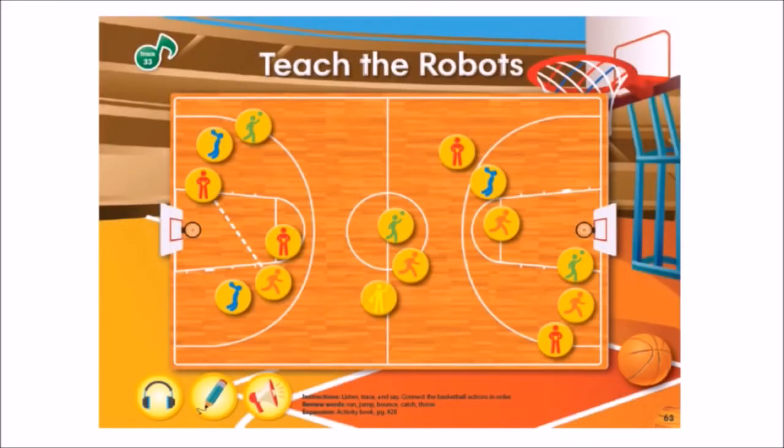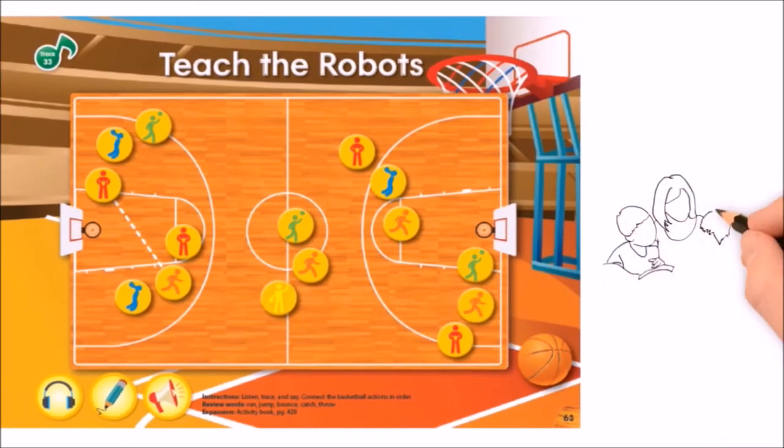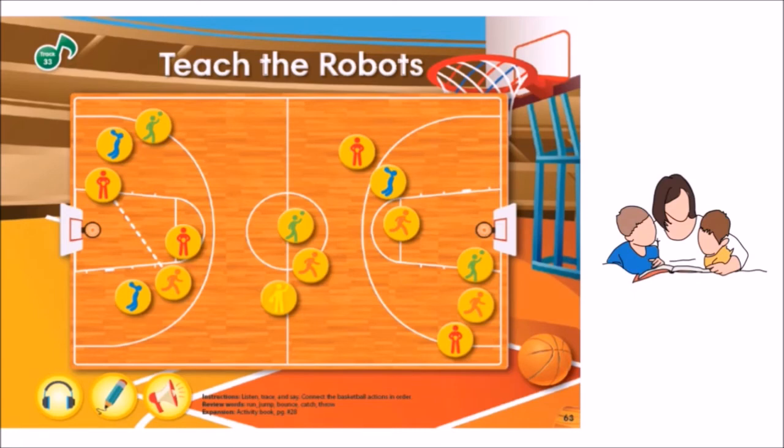For page 63, review the target words by playing the chant from the previous page. Also, make sure that you're discussing the plot of the story. It's a big element of Treehouse that the students are continuously moving the plot and learning at the same time. So tell the students that they need to teach the robots how to play basketball.